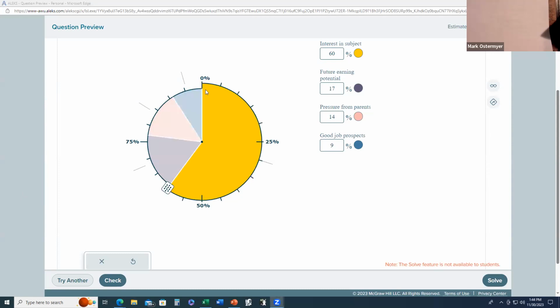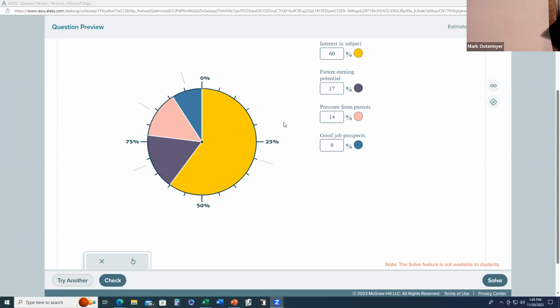60% obviously is the largest sector of the circle, which represents the category interest in the subject as the motivation for choosing a major. And of course, good job prospects is up there. I find it interesting that good job prospects wouldn't be larger. I mean, you want to be able to get a job in it, but I don't know. I find that kind of interesting. Pressure from parents, it's in there. And future earning potential is right up there. But that would be your circle graph. It's based on percents there.